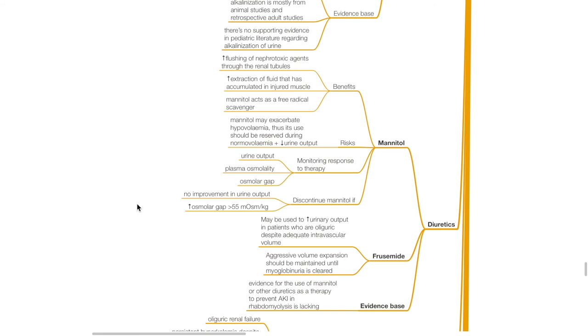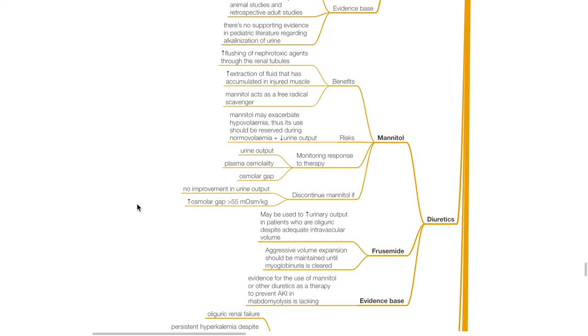Monitoring response to therapy is via urine output, plasma osmolarity, and osmolar gap. Discontinue mannitol if there is no improvement in urine output or the osmolar gap increases to more than 55 milliosmol per kg. Furosemide may be used to increase urinary output in patients who are oliguric despite adequate intravascular volume. Aggressive volume expansion should be maintained until myoglobinuria is cleared. Evidence base: evidence for the use of mannitol or other diuretics as therapy to prevent AKI in rhabdomyolysis is lacking.